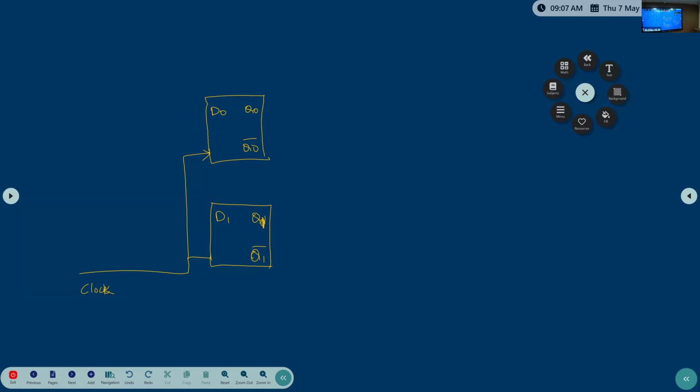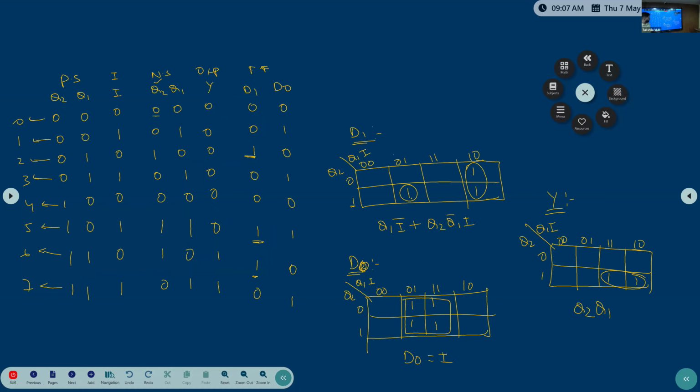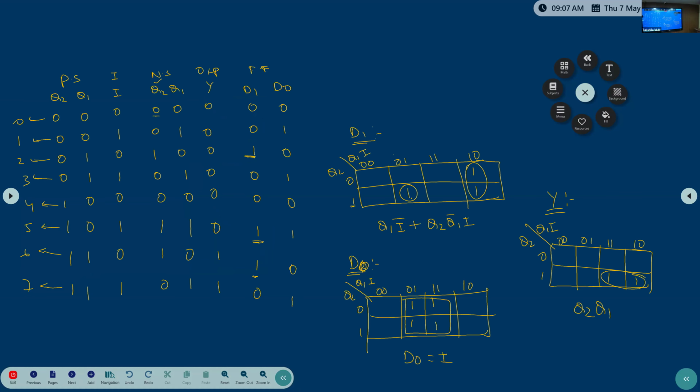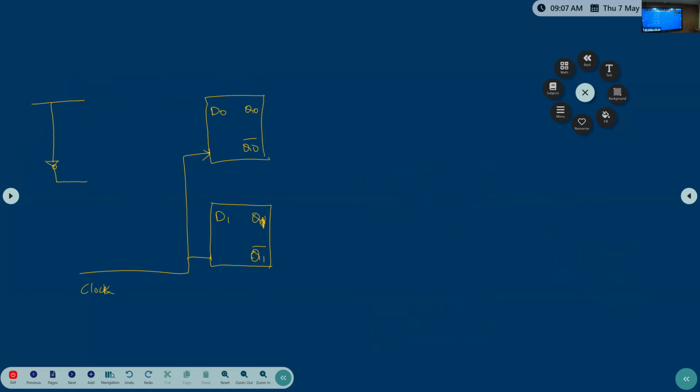Now, if you observe, for D1: Q1, I bar, Q2, Q1 bar, I. So Q1, I bar. Suppose consider this is I. For D1, you are taking this. So I bar Q1. Q1 will come from here only, right? Yes or no?